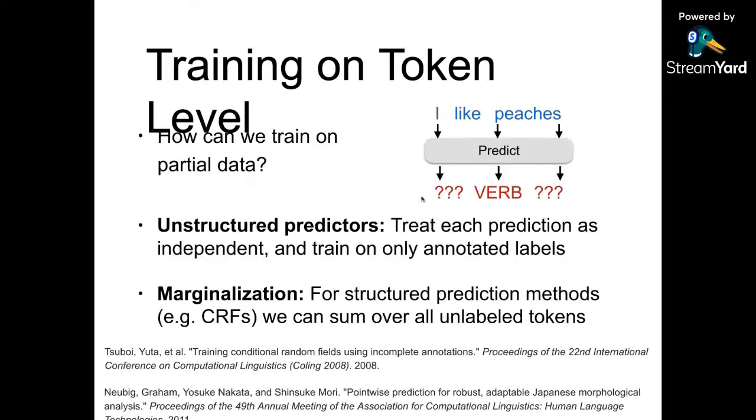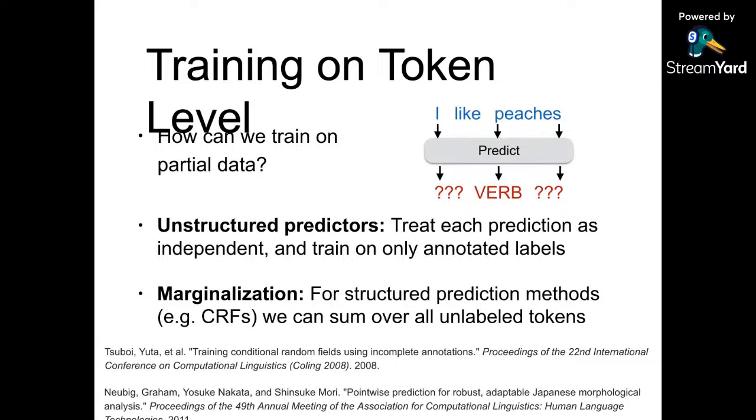But at the token level, we don't have a label for the previous step. So what we do here is treat each prediction as independent. We'll directly map "like" to verb, so it will be a structured prediction method. Let's say the sentence is long, and we have another word for which we have the tag.